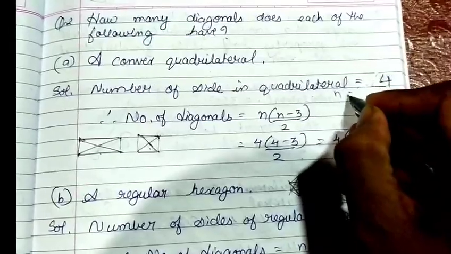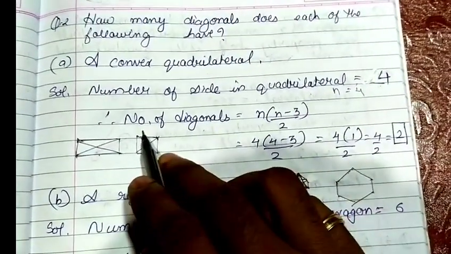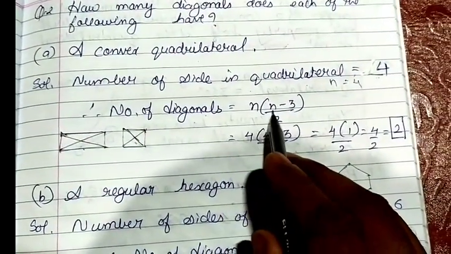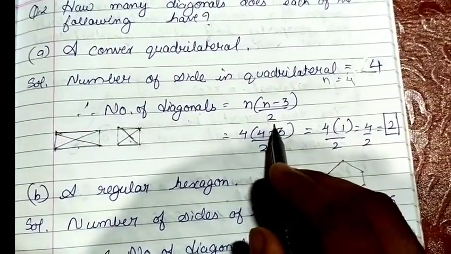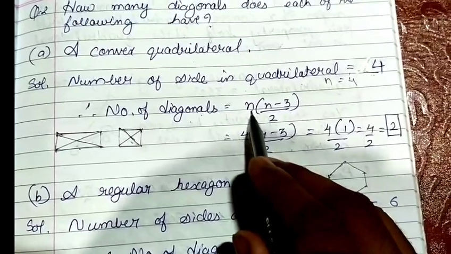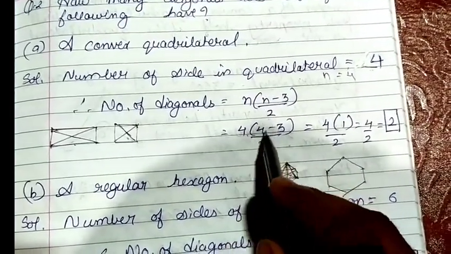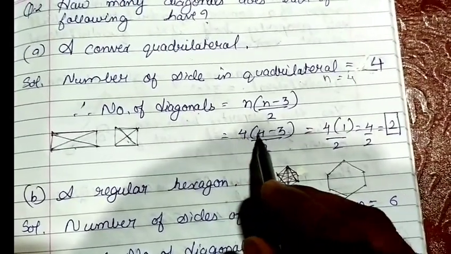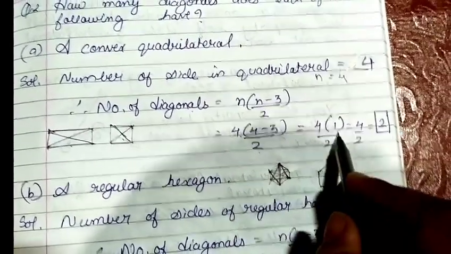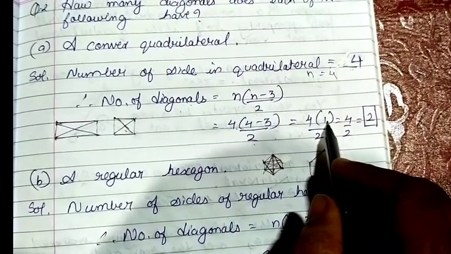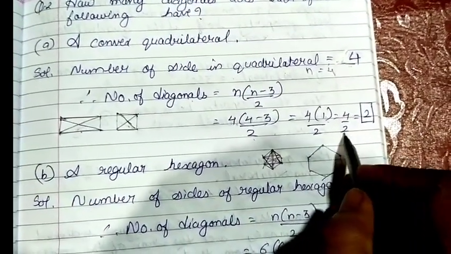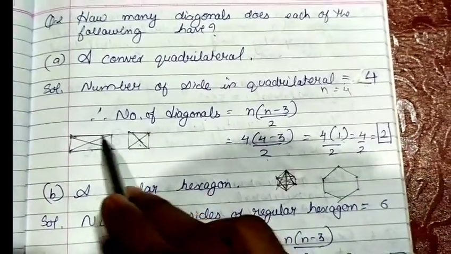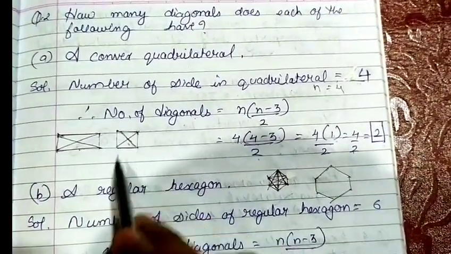n is 4. Now write down the formula for the number of diagonals. As I told you, what is the formula? n into n minus 3 by 2. This is the formula. So in place of n you have to write 4. 4 into 4 minus 3 divided by 2. 4 minus 3 gives 1. 4 ones are 4, divided by 2. So 4 divided by 2 gives 2. So that means in a quadrilateral there are 2 diagonals. See here, in any quadrilateral there will be 2 diagonals.